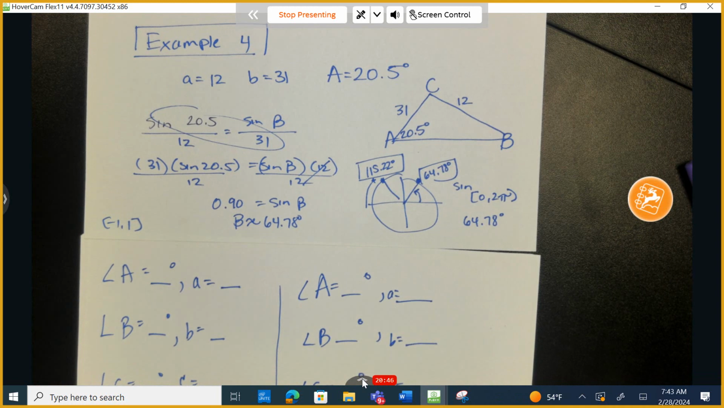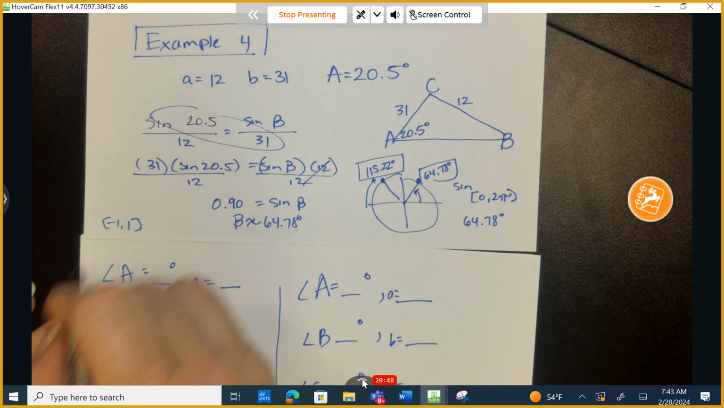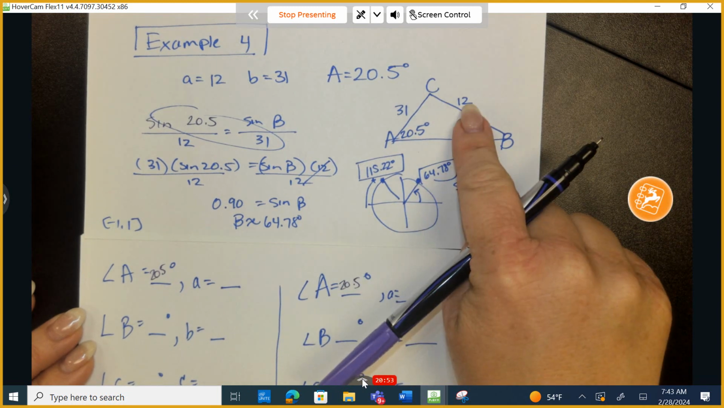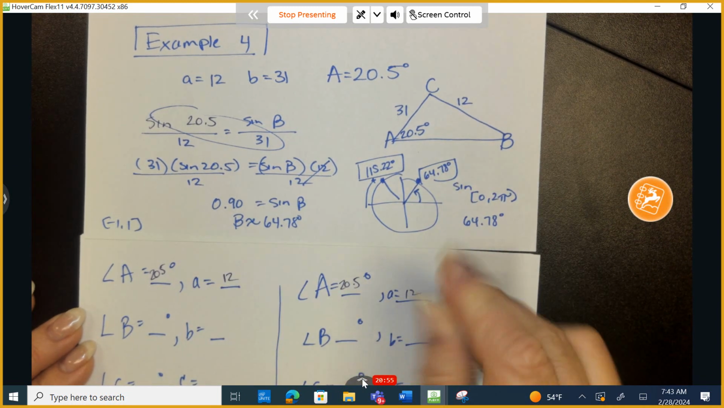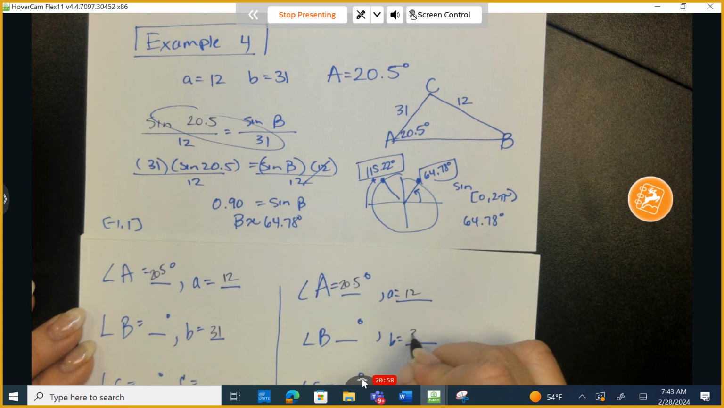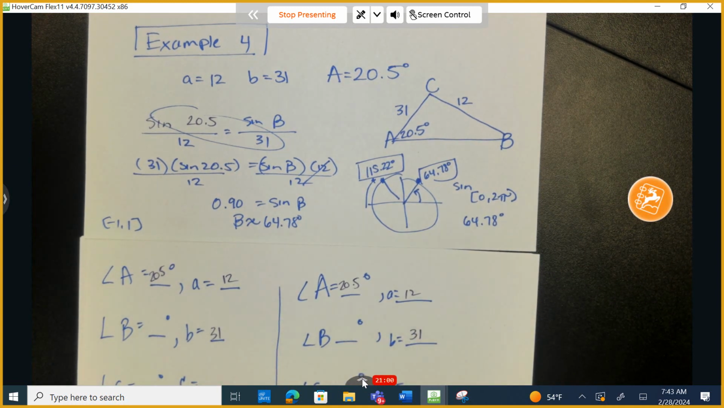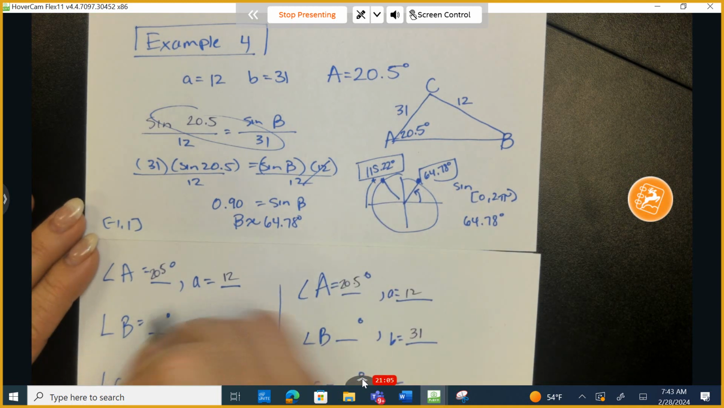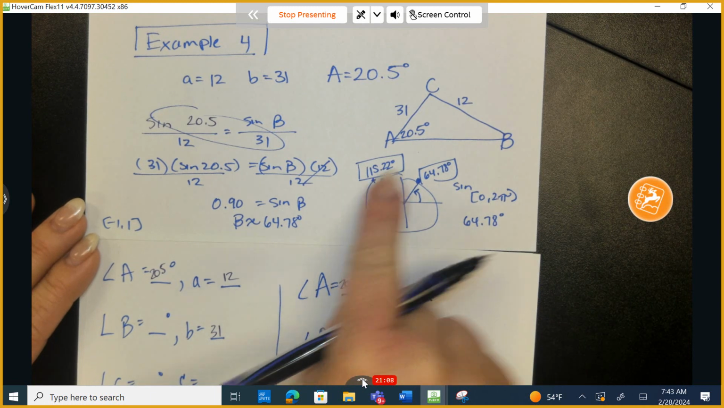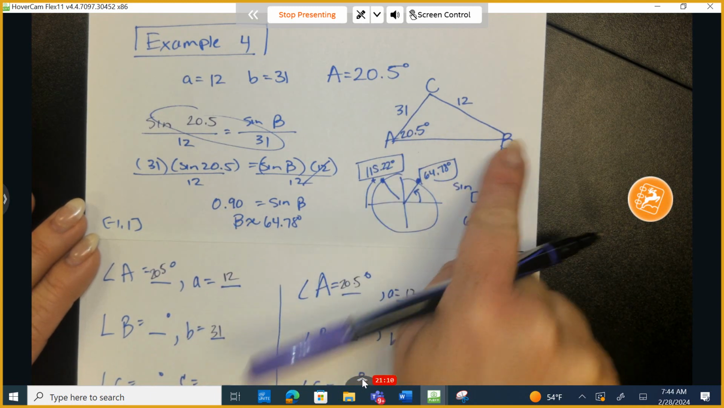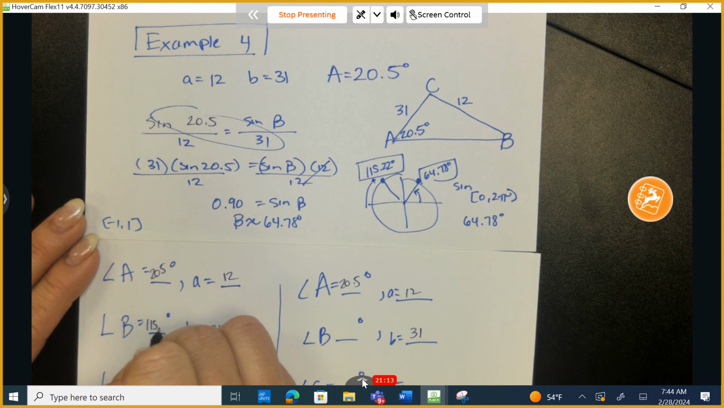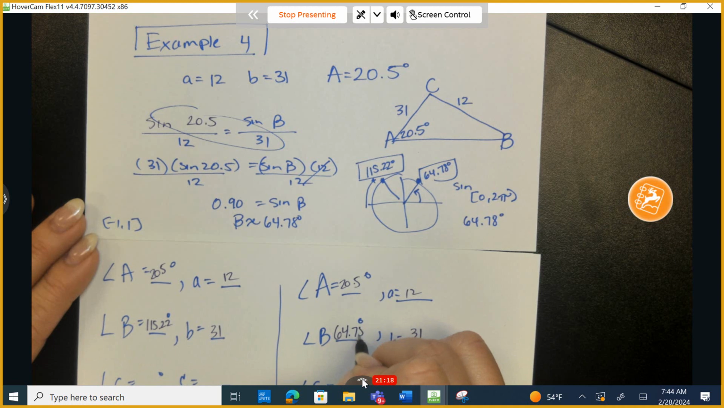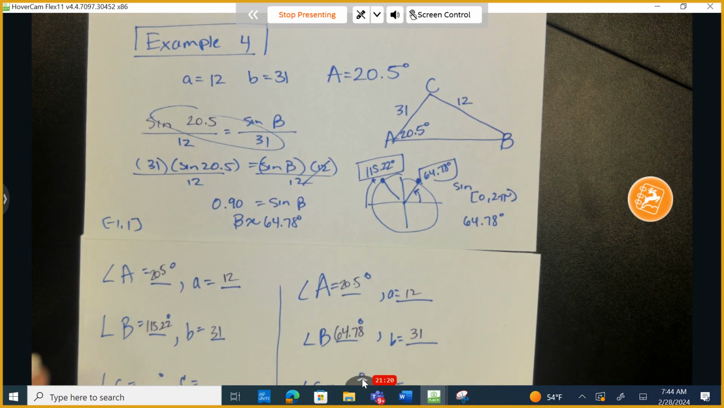Okay, so all of them will have angle A, so angle A is going to be 20.5. This is the given information. Side A is going to be 12. Side B is 31. Given. Remember, we cannot use the Pythagorean theorem. It's not a right triangle. But for one of the triangles, I will use angle B, that's what we just solved for here. One of the triangles, angle B, will be 115.22. The other one will be 64.78.